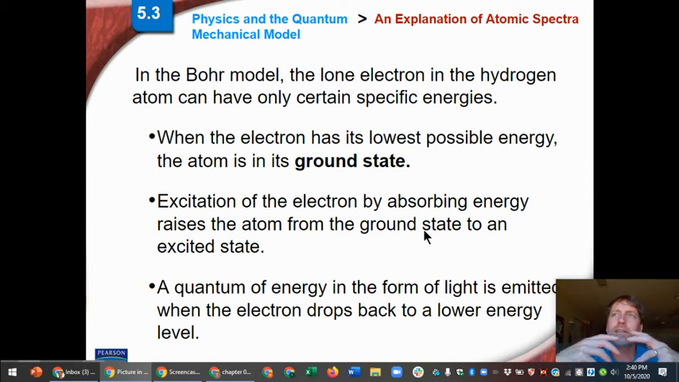When you excite that atom, it's called an excitation. The word excite is in there. Excitation of an electron is when you send some energy, you excite that hydrogen atom, it absorbs that energy and raises from a ground state to an excited state. And that's when a quantum of energy forms the light as the electron moves from one energy level to the next. And when it drops back down, it releases that energy.